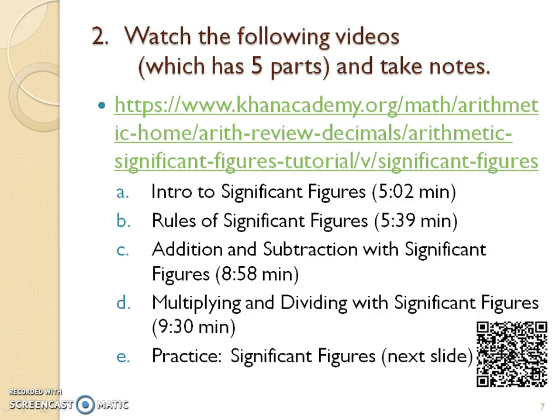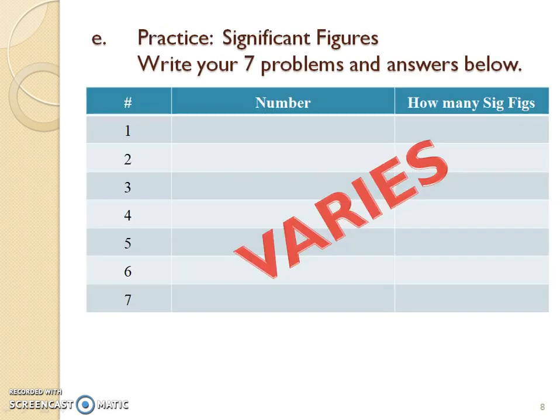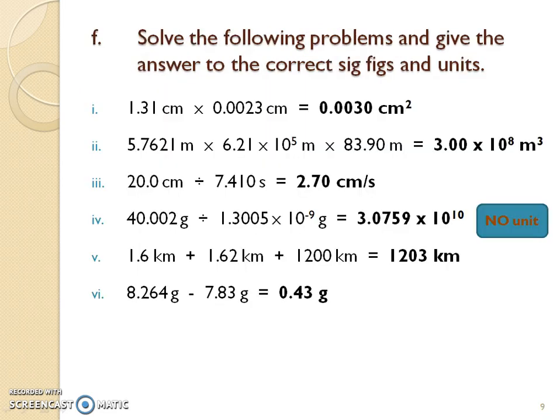You should have then watched the 5 parts on significant figures and then did some practice. Now, the practice problems I can't put on here because for everybody they might have been slightly different. So if I didn't make any notations on your packet and you want me to check over your answers, I will gladly do that. Notice for this one, 40.002 grams divided by 1.3005 times 10 to the negative 9th grams: since you have grams divided by grams, there is no unit in that answer.